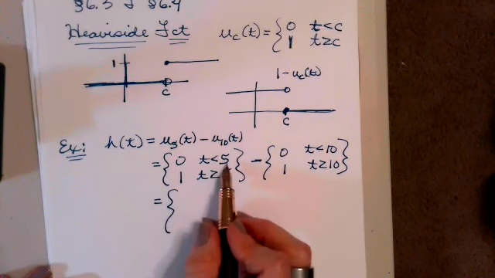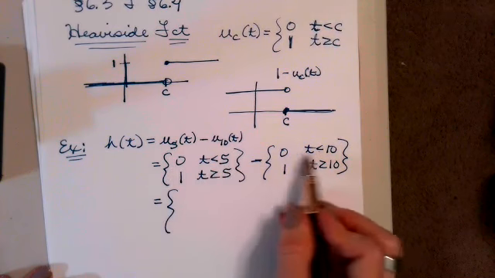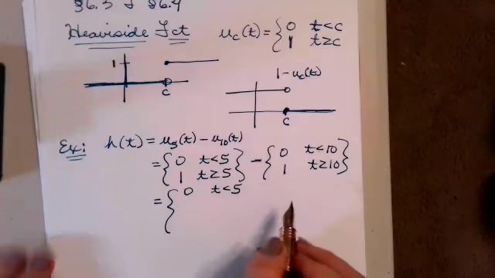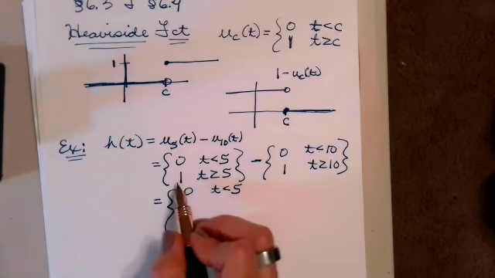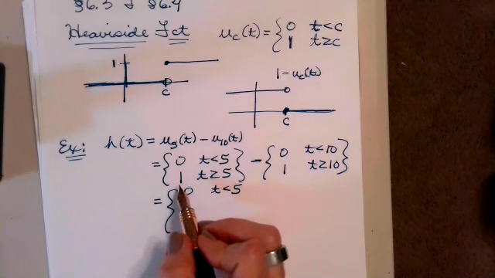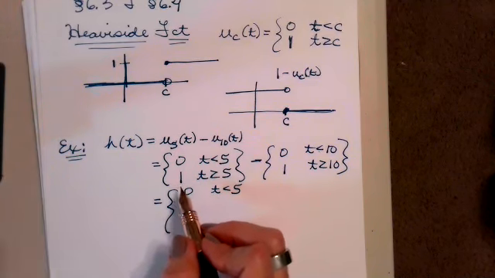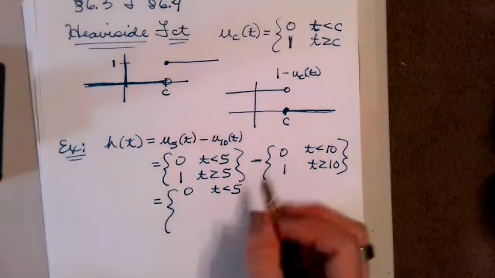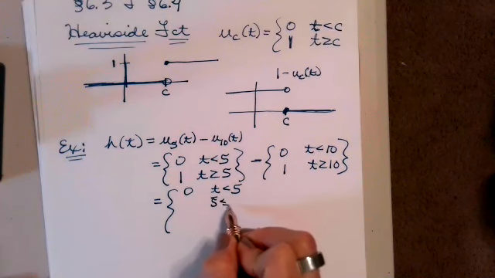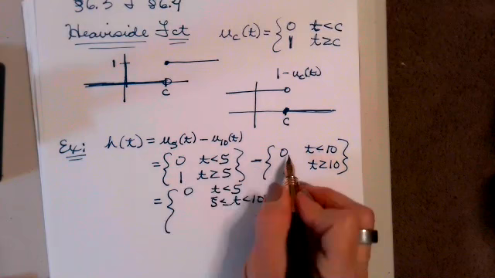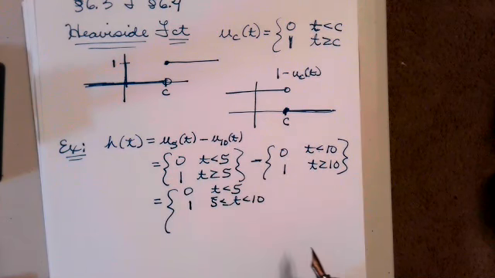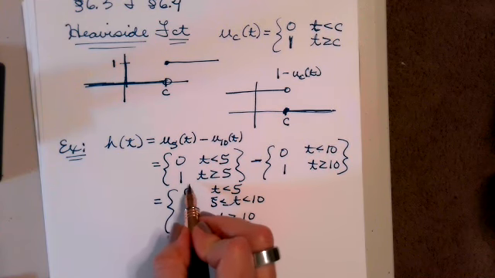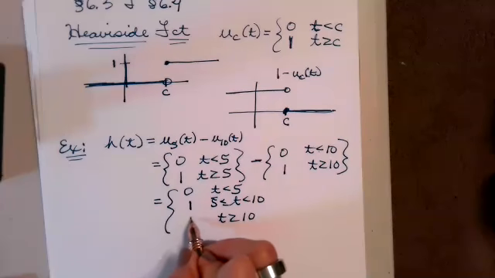So when t is strictly less than 5, this one's 0 and that one's 0. So it's definitely 0 if t is less than 5. What about if t equals 5? If t equals 5, this one becomes 1 and it stays 1 forever after that. But this second function is still 0 until you hit 10. So for t between 5 and 10, it's 1 minus 0, so it's 1. And then once t gets bigger than or equal to 10, the first one is 1, the second one is 1, 1 minus 1 is 0.